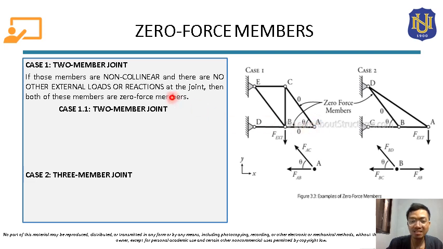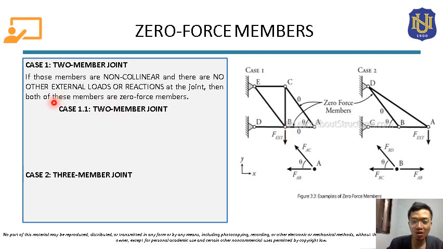Since it satisfied those 2 conditions, meaning to say these 2 members attached to this joint A are actually zero-force members. So this member AC is a zero-force member, and this member AB is also a zero-force member.